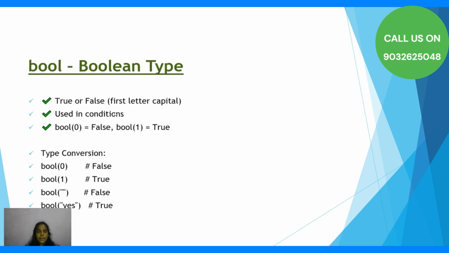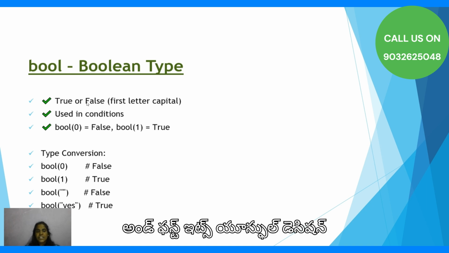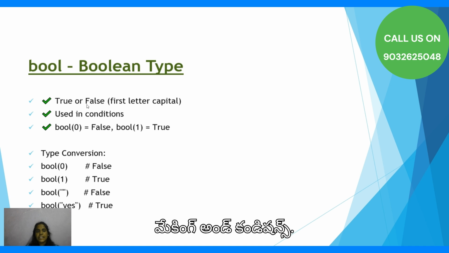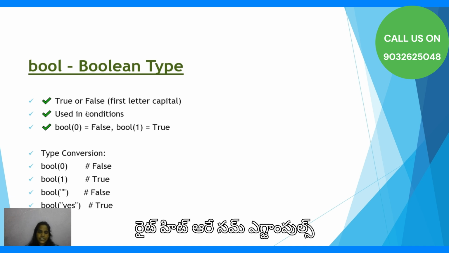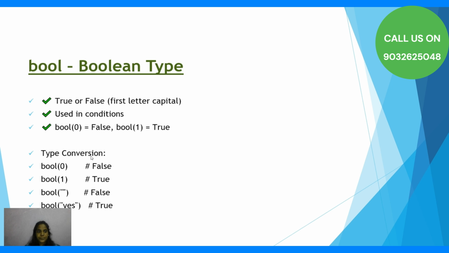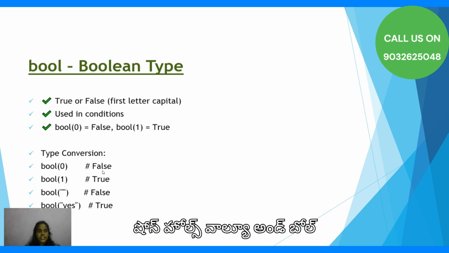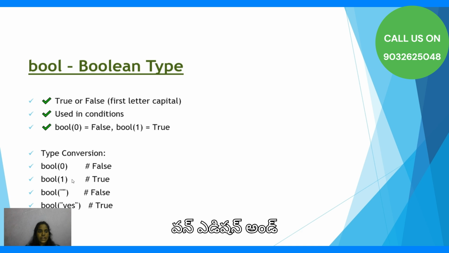The bool type has only two values, true and false. It is used for decision making and conditions. Here are some examples. See, bool of 0 shows the false value. And bool of 1 is true. And bool of an empty value within double quotes shows false. And bool of a non-empty string shows true.